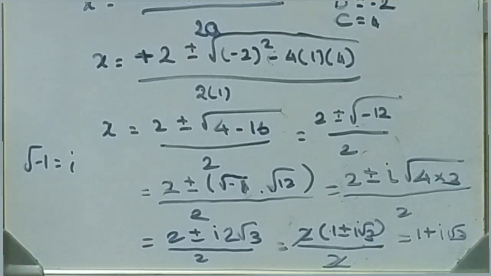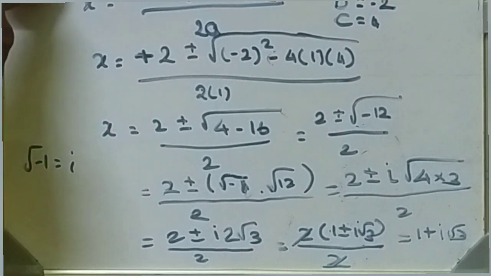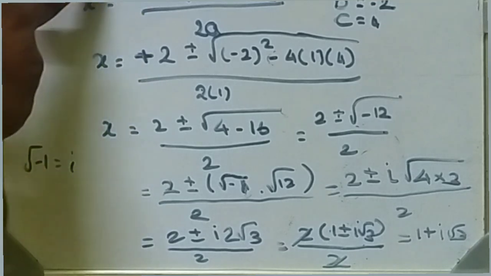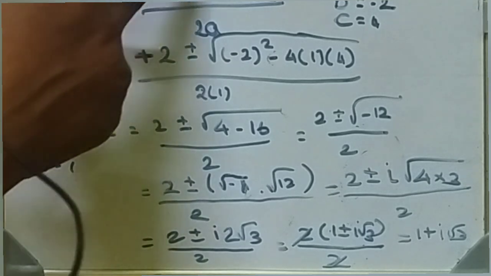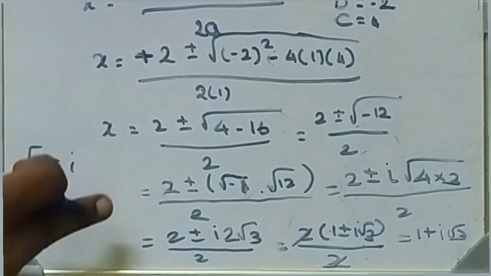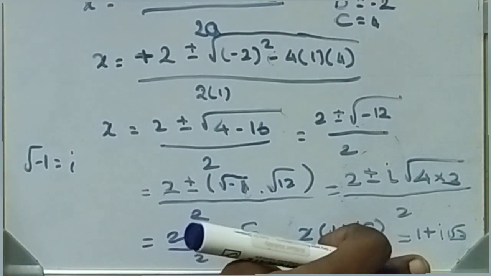Clear? Clear. So what did we do? We took the equation and we know the formula for x: x equals minus b plus or minus square root of b squared minus 4ac, divided by 2a. What is a? A is the coefficient of x squared, b is the coefficient of x, and c is the constant. And we substituted all those things in the formula. So finally we get x equals 1 plus or minus i root 3. Clear? Clear.